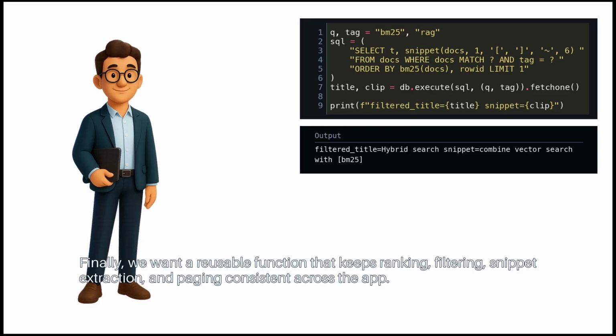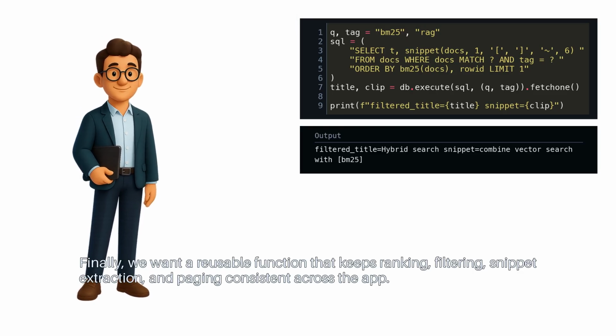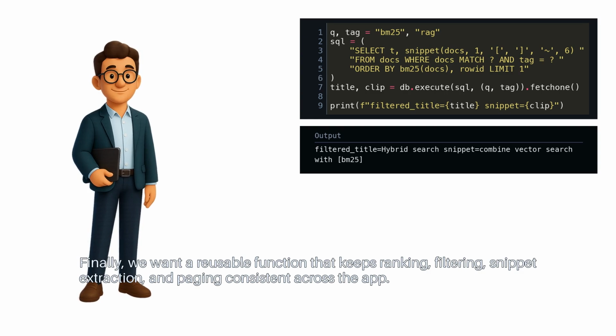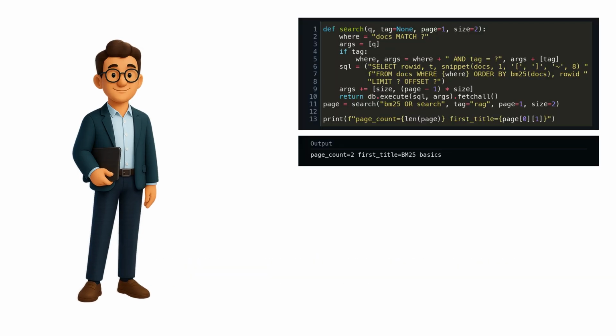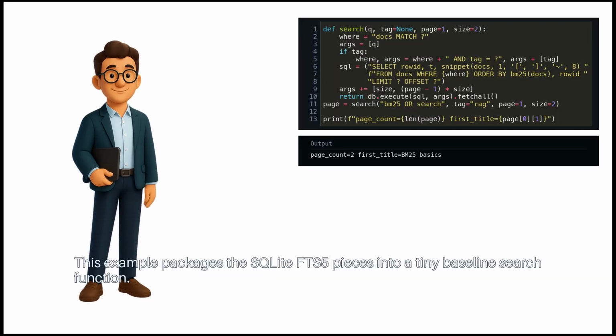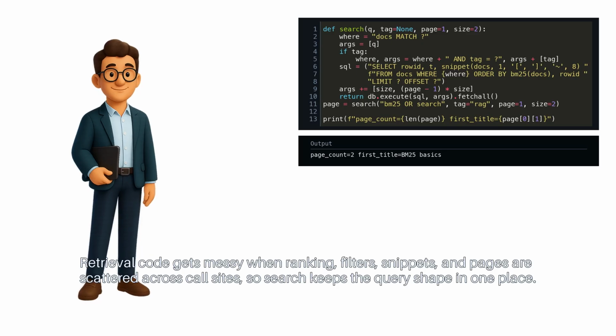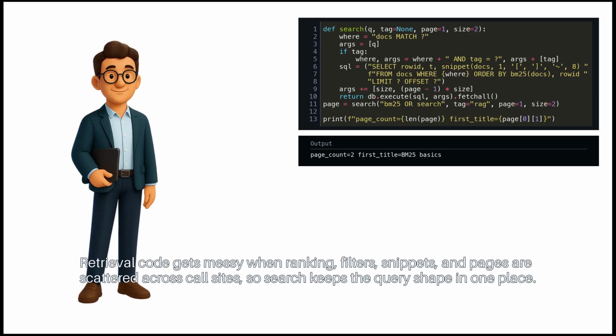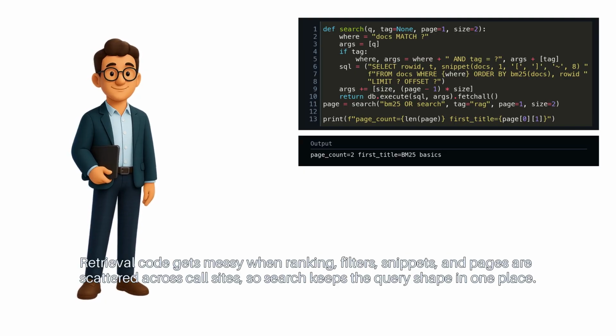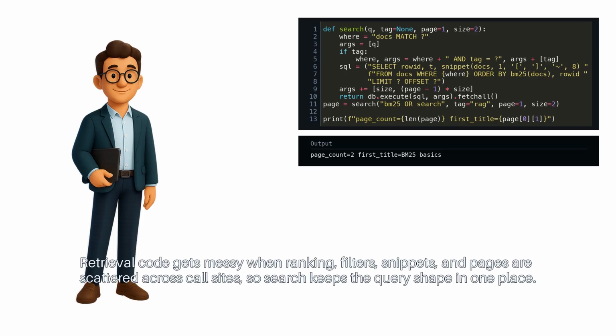Finally, we want a reusable function that keeps ranking, filtering, snippet extraction, and paging consistent across the app. This example packages the SQLite FTS5 pieces into a tiny baseline search function. Retrieval code gets messy when ranking, filters, snippets, and pages are scattered across call sites. So search keeps the query shape in one place.